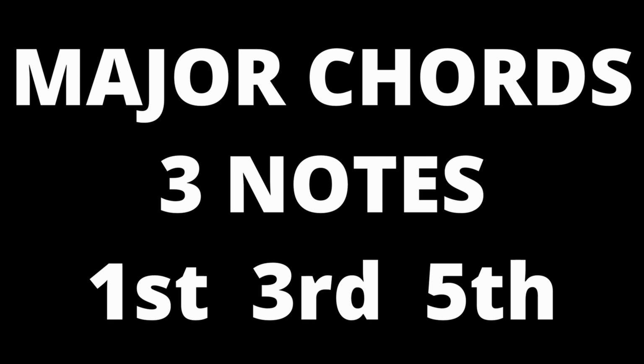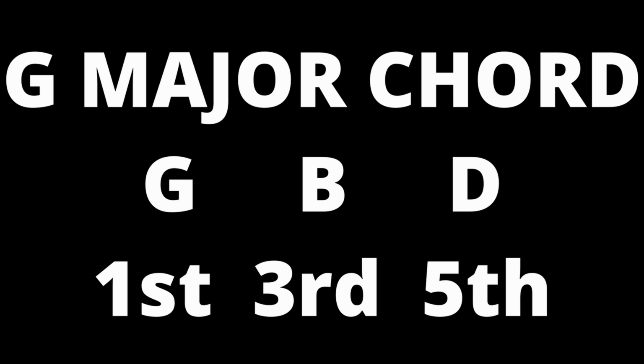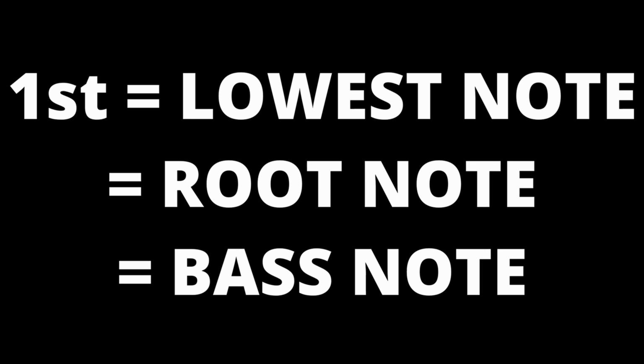We created our chords with three notes each from the major scale. The first note in each chord is what gives the chord its letter. The other notes in a major chord are the third and fifth. For example, G major had the notes G, B, and D. Its first note is G. This is also called the root note or bass note. It is played as the lowest note in the chord, and may be played by the bass player in a band to signify the chord.